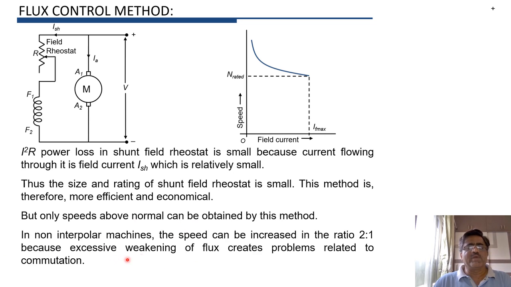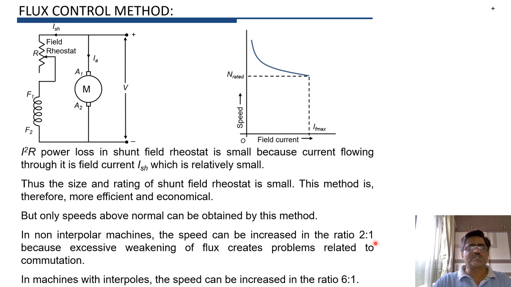Now, in this case, we can obtain very high speeds and we can increase the speed in the ratio of 2:1 if the machine is non-interpolar, means machine without interpoles. Now, if the interpoles are not fitted, then because of excessive weakening of flux, the commutation will not be proper and there will be heavy sparking at the brushes. And therefore, in case of non-interpolar machines, the speed can be increased in the ratio 2:1.